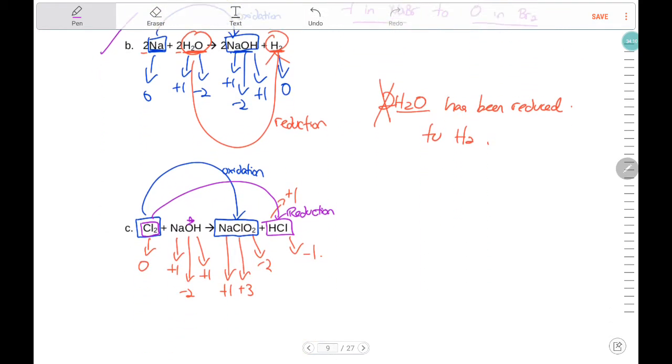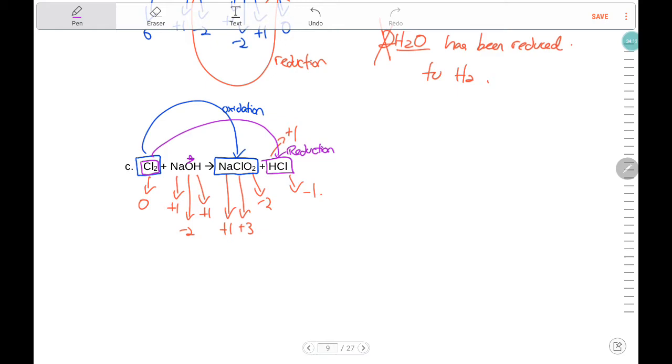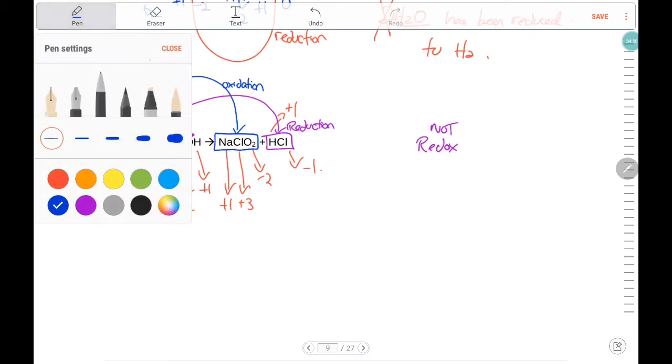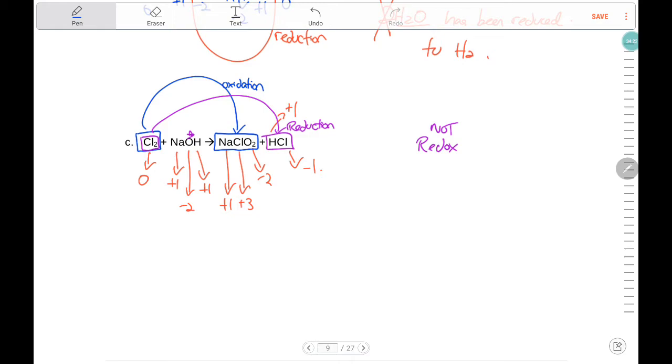Alright, so this is actually very similar to redox, but it's not redox. This is a special reaction known as a disproportionation reaction, which you can turn to page 19 of your notes. At the top of page 19, you would see this redox versus disproportionation. Right? They are similar, but they're different. So what is disproportionation?